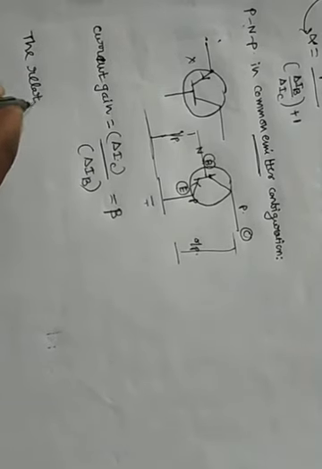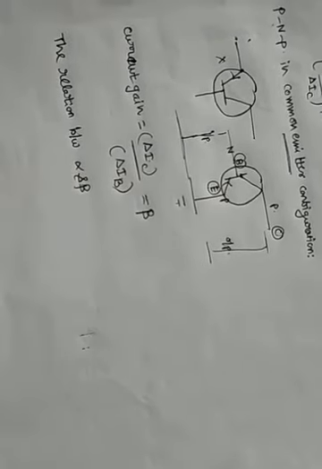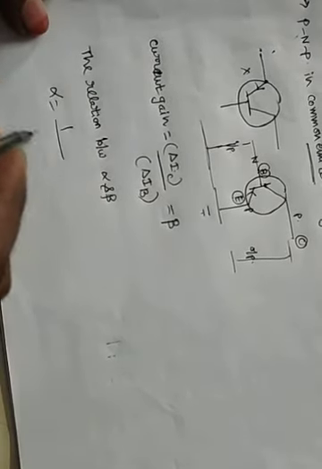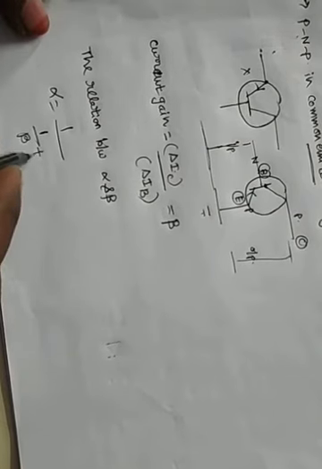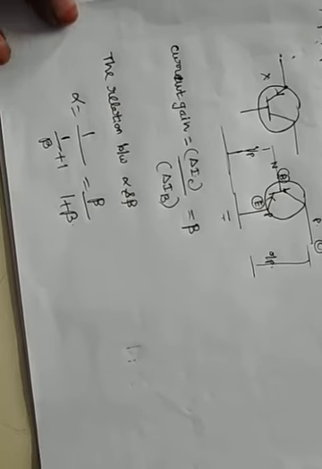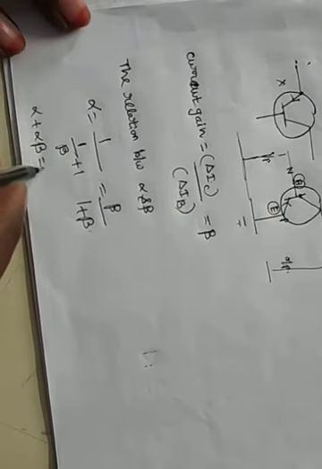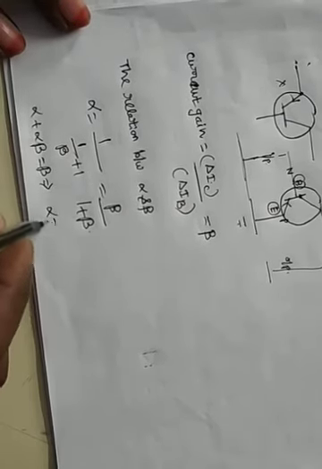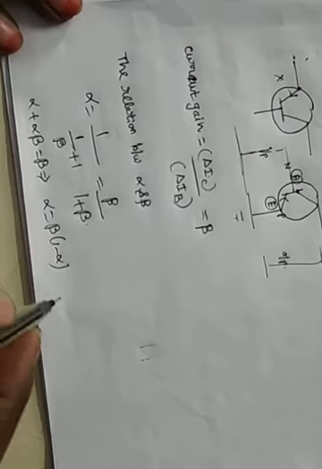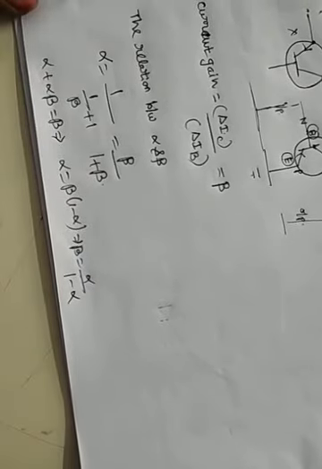So the relation between alpha and beta is alpha equal to 1 by 1 by beta plus 1, that means beta by 1 plus beta. Now cross multiply, then you will get alpha equal to beta multiplied with 1 minus alpha, so beta equal to alpha by 1 minus alpha.